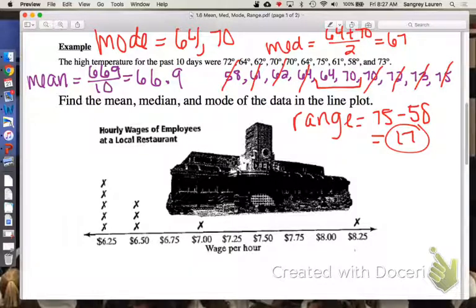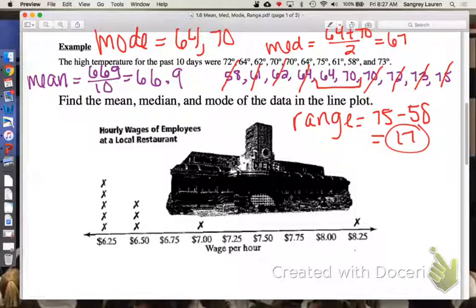Now this next representation is usually called a dot plot. So these are wages per hour. Everywhere that there's an X represents one of the employees getting that wage. So it looks like there's 1 employee that gets $8.25. It looks like there's 3 employees that get $6.50. So that's how we're going to read this.